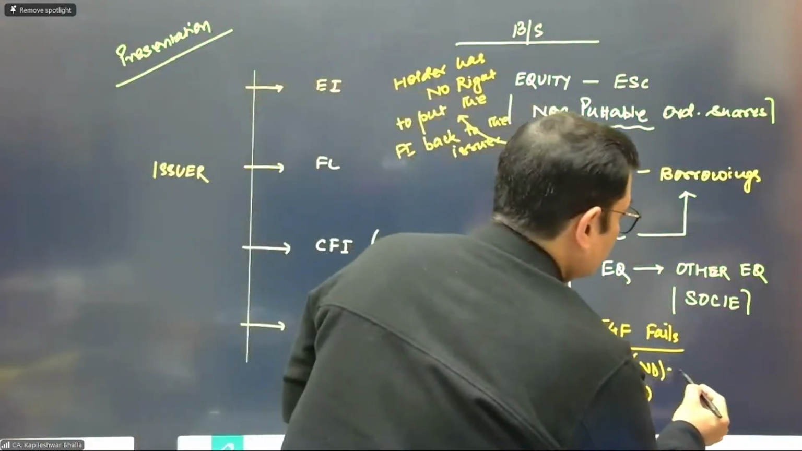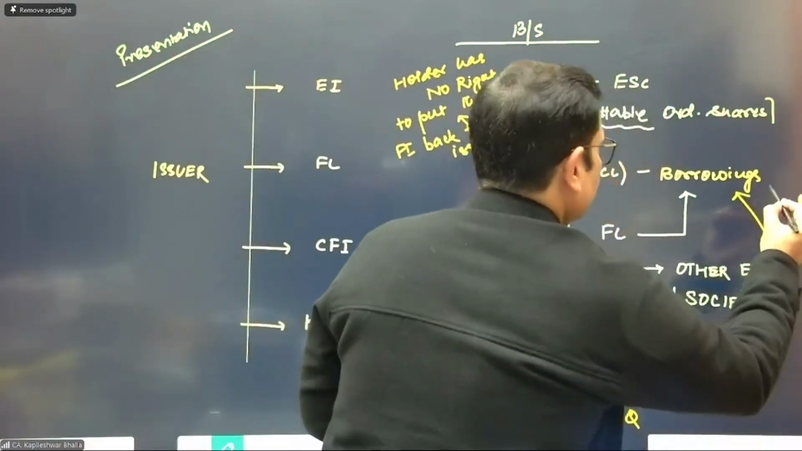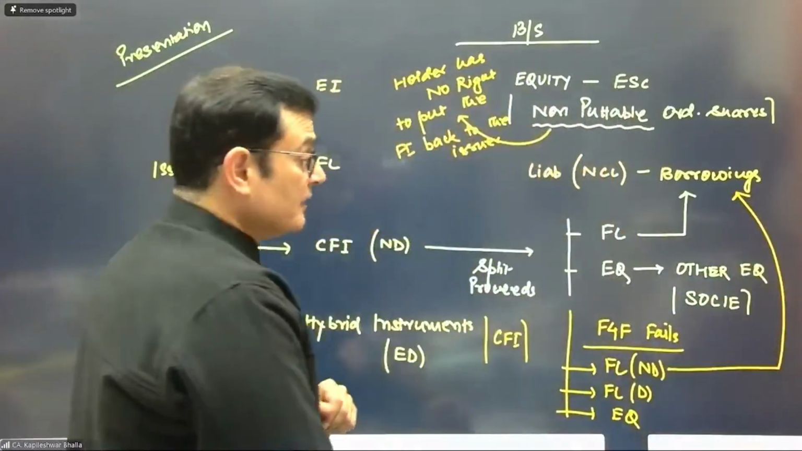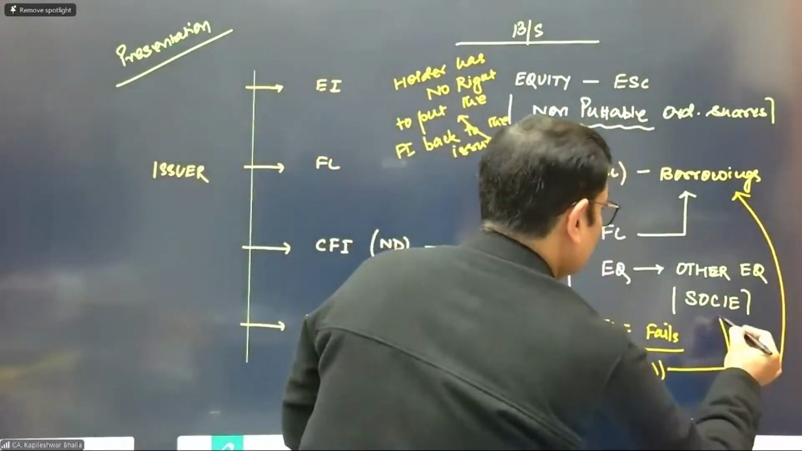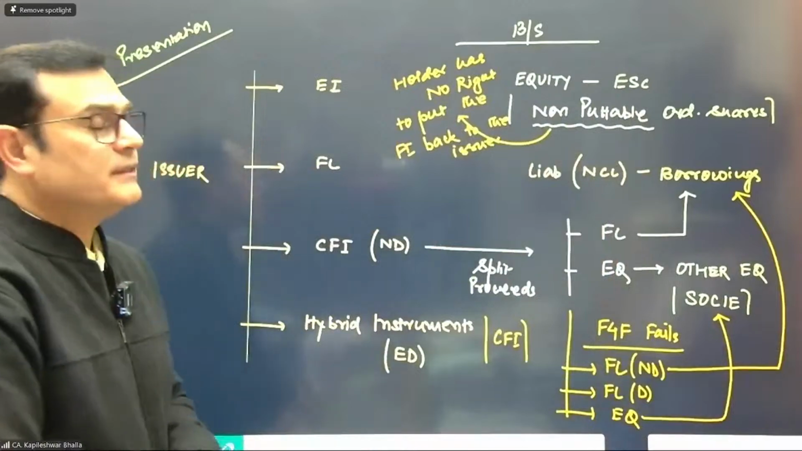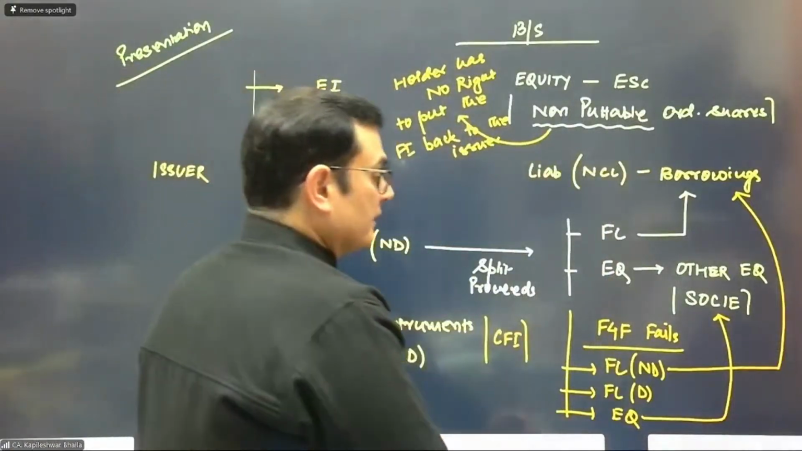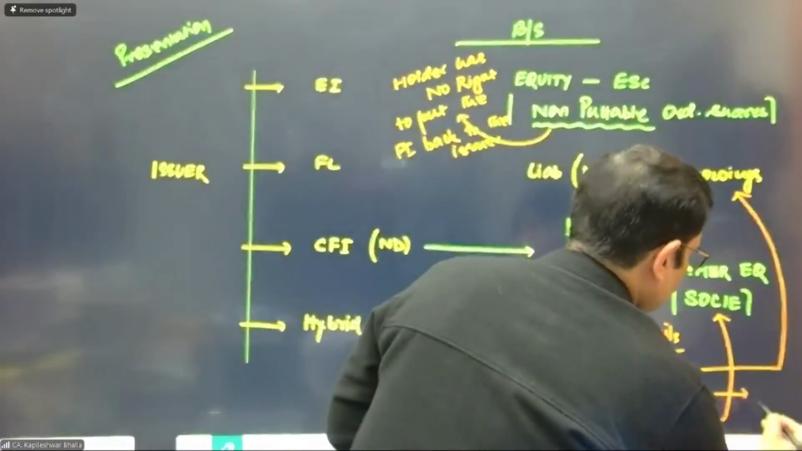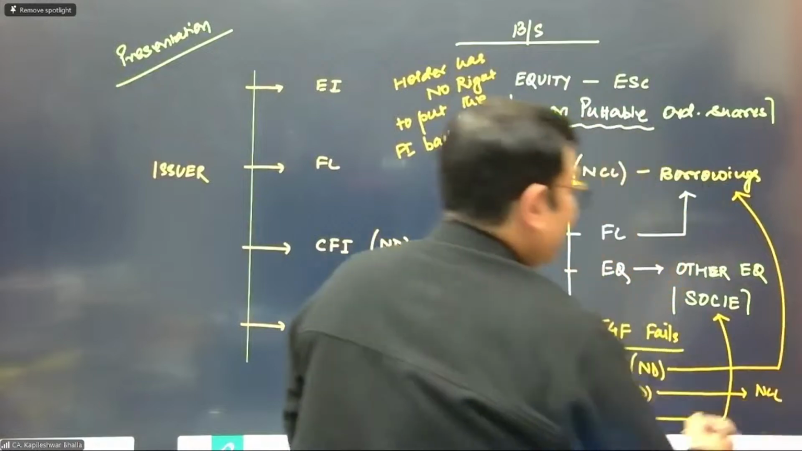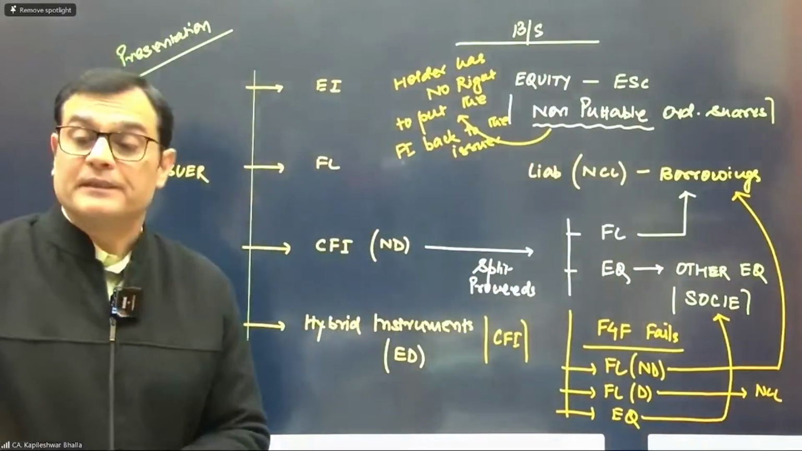So this financial liability element is going to be presented as a non-current liability. This equity element is going to be presented as a part of other equity. And of course, the derivative component of the liability is going to be presented again as a non-current liability separately.